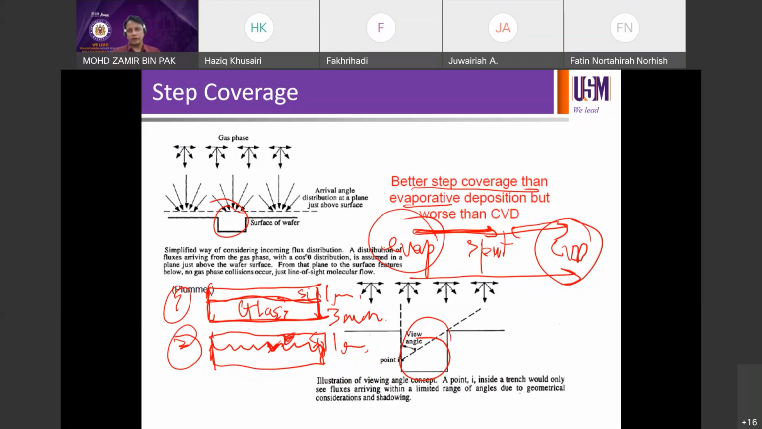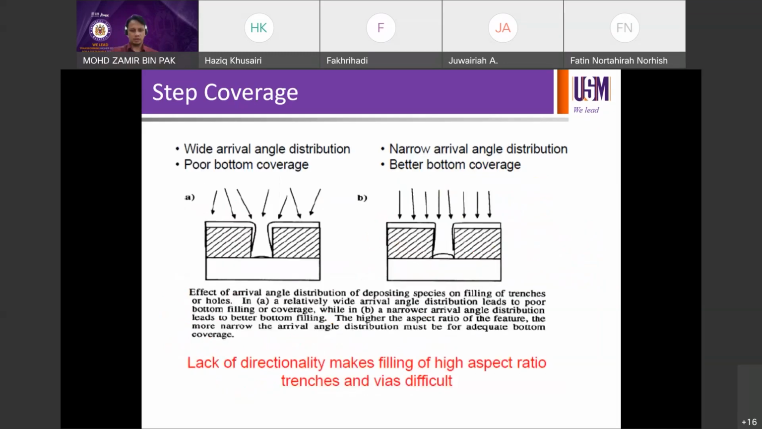So if you coat a very thick layer, then you'll probably not see any issues on the step coverage. But if you coat a very thin layer, kalau you punya layer very thin, then there may be areas that are not covered. Okay, so due to this step coverage issue, ini pun sama. So lack of directionality makes filling of high aspect ratio vias difficult.